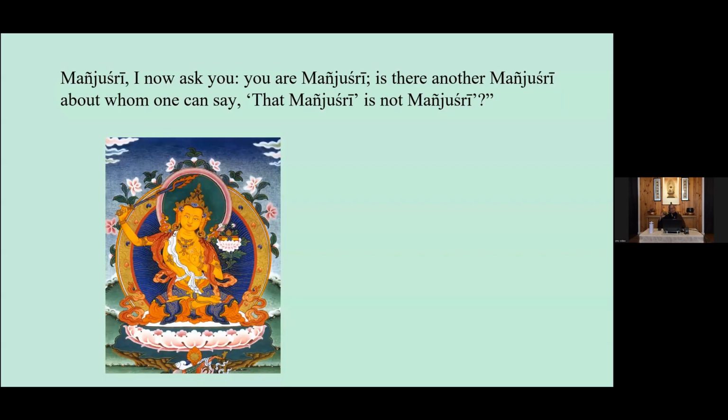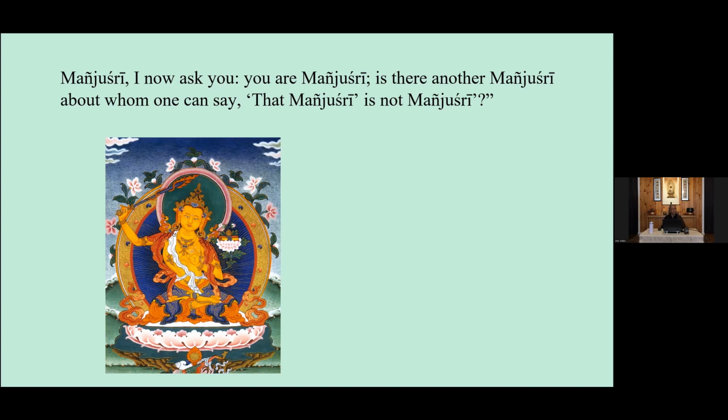So Buddha turned around and asked Manjushri. Okay, you asked a question for the assembly, now I ask a question to you. You are Manjushri, right? Yes. Is there another Manjushri about whom one can say that Manjushri is not Manjushri? So for example, I say, Felix, you are Felix, right? And can you point out someone you can say that that one is not Felix? Of course, you cannot point out Amanda and say she's not Felix.